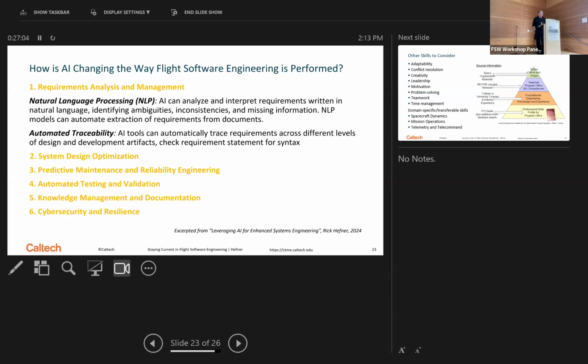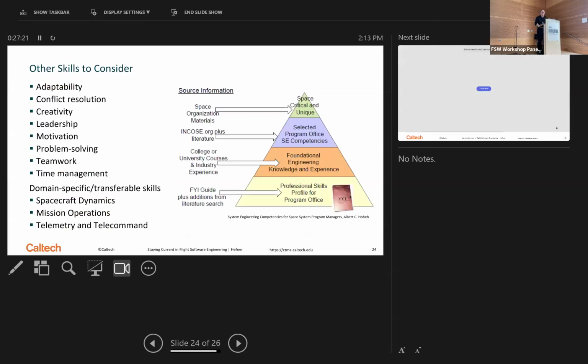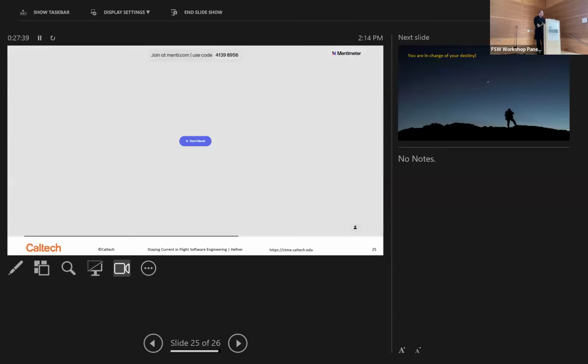We have some of our instructors playing with tools that can actually generate model-based systems engineering models based on just a query with some of the stakeholders involved, pulling out all the requirements from them. We can do things like automate traceability with tools. So there are lots of different ways. With that said, there are lots of other skills to consider, and again, I point you towards a wonderful article on systems engineering competencies for space system program managers. If management's in your career, I would encourage you to go look at that.